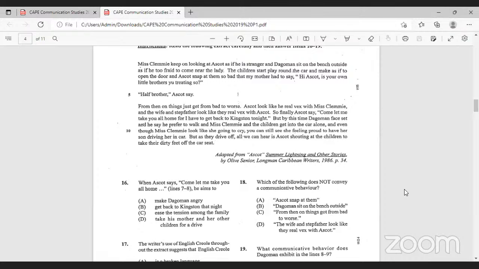So number 16, when Ascot says, "Come, let me take you all home," in line 78, you can all see, he aims to do what? Make Dagoman angry, get back to Kingston that night, ease the tension among the family, or take his mother and her other children for a drive. 16.